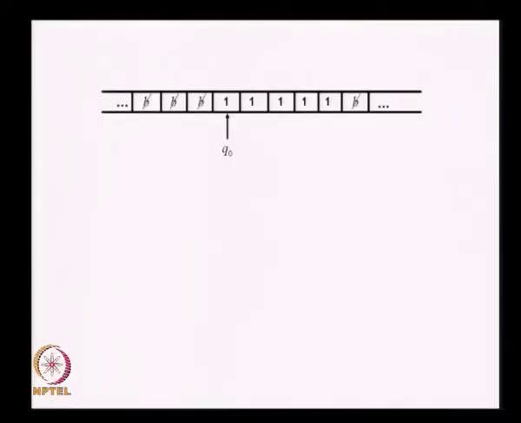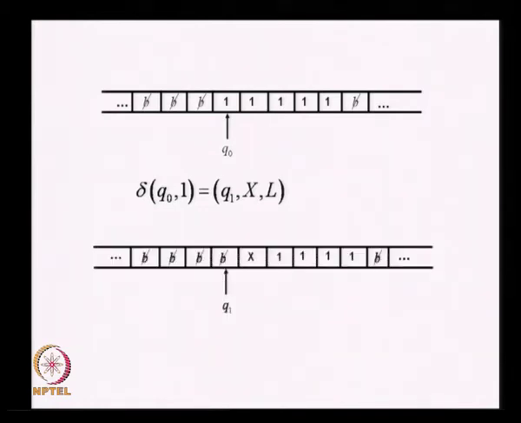Let us see how this works on the unary number 5. We have this situation: 5 ones, and it makes use of the move delta of Q0 1 is Q1 X L. Q0 is a right moving state and Q1 is a left moving state. Using this move it becomes like this.